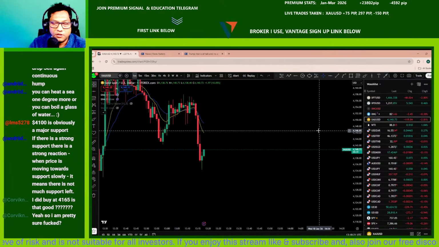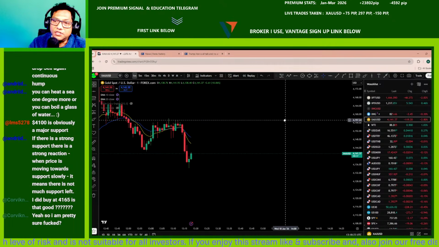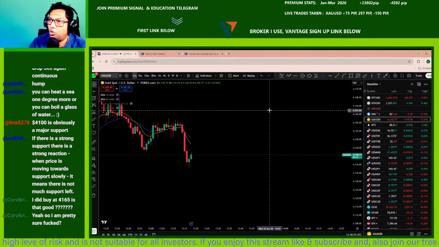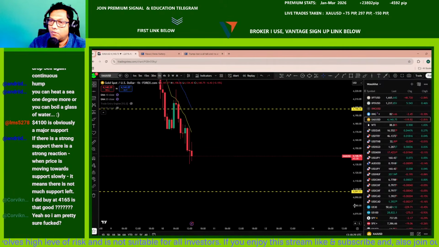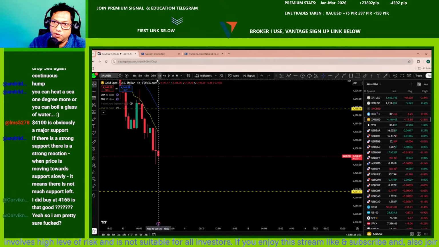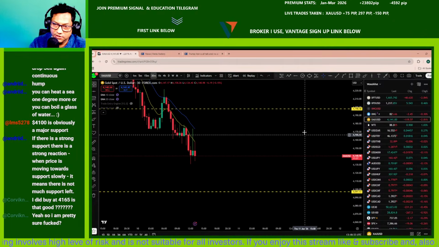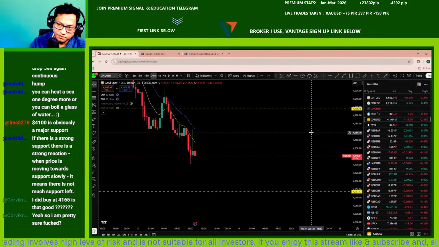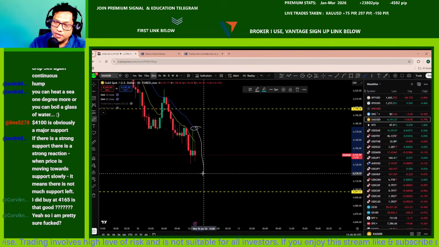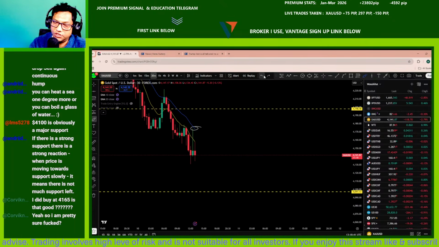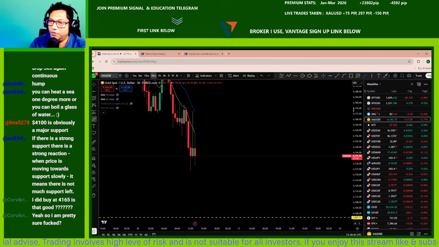You might see a pullback if you sold at 4165. Wait for a pullback probably, or depending on how you want to manage the trade. You can see that there is a long wick. That long wick shows a stronger rejection of this market here.